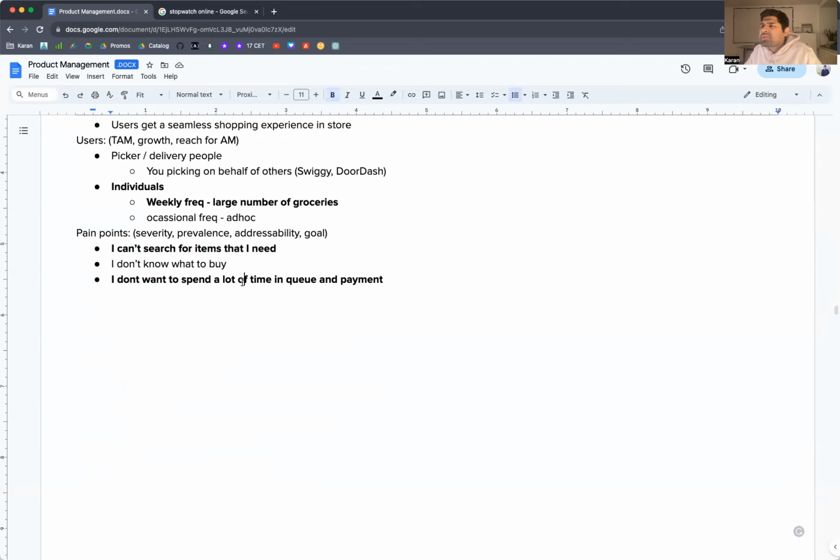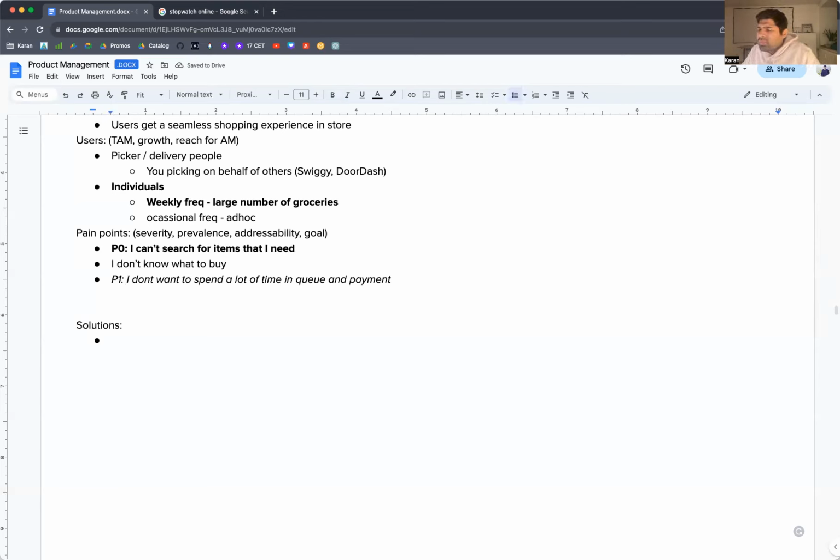And in terms of severity or prevalence, I think prevalence-wise, this particular point is going to be applicable for everyone. And I can't search for items that I need. I think if I miss certain items, this is going to be a bigger pain point, but I won't make any mistakes in terms of standing in the queue and figuring out the payment part. So let's do this. Let's actually prioritize this as a P0, and let's prioritize this as a P1. And let's consider both of these pain points in our solutions aspect.